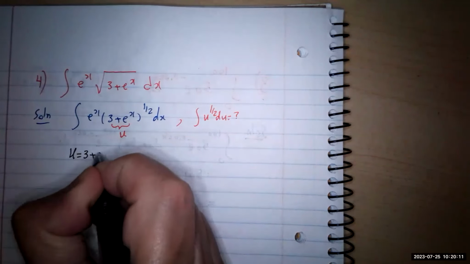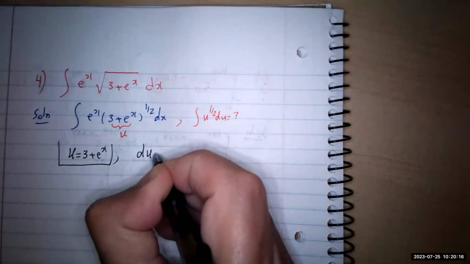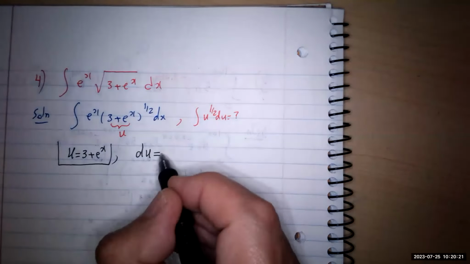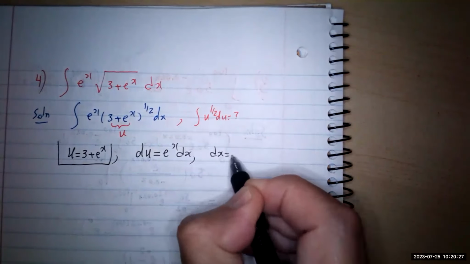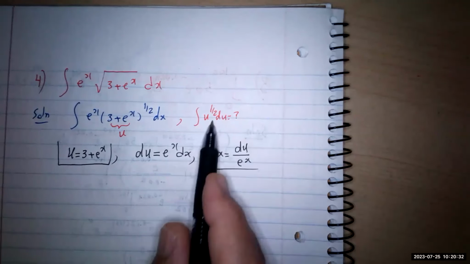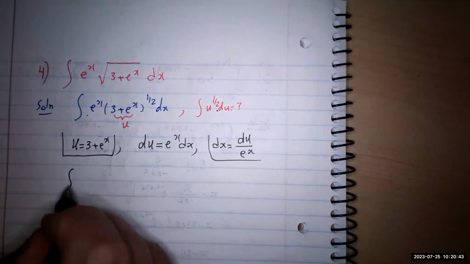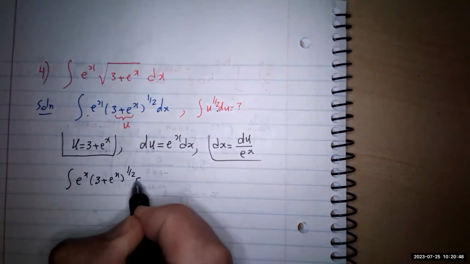That's a 3 plus e to the x. This is your u. You find your du. The derivative of 3 is 0. The derivative of e to the x is just e to the x times dx. Find your dx. Your dx would be du over e to the x. Go back, substitute to get u to the 1/2. Okay, substitute here. So we have the integral of e to the x times 3 plus e to the x to the 1/2 dx.